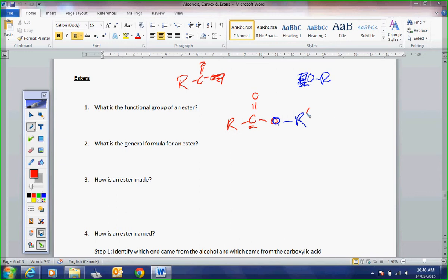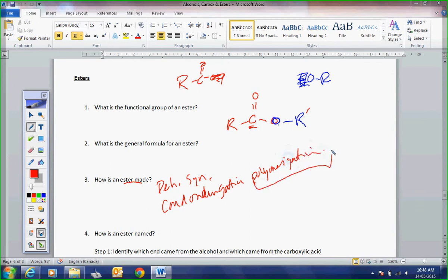How is an ester made? You tell me now. It's just esterification. How is an ester made? Quick and brief. Dehydration synthesis, that's a good one to put down. Condensation. Condensation polymerization is obviously forming a long, long chain by taking out water. What do I need to make an ester? An alcohol and a carboxylic acid. Good.